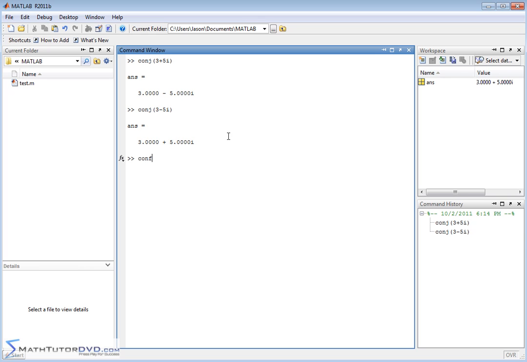If you try to take the conjugate of a real number, like 4, then the answer is just going to be real, because the conjugate only makes sense if you have a complex number. If you take the conjugate of a pure imaginary number, it's just going to stick a negative in front of the imaginary portion. So the conjugate function in Matlab works exactly how you would expect.